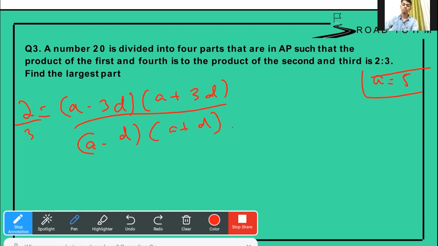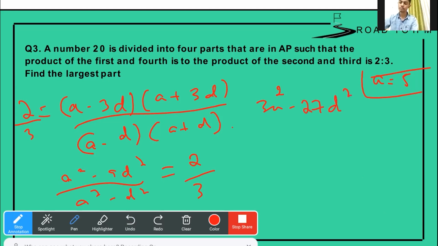Now A square minus 9D square, using A plus B into A minus B, right? D square, oh, writing is getting worse. 2 by 3. What else do we have? We cross multiply, right? 3A square minus 27D square by 2A square minus 2D square, these two are equal.